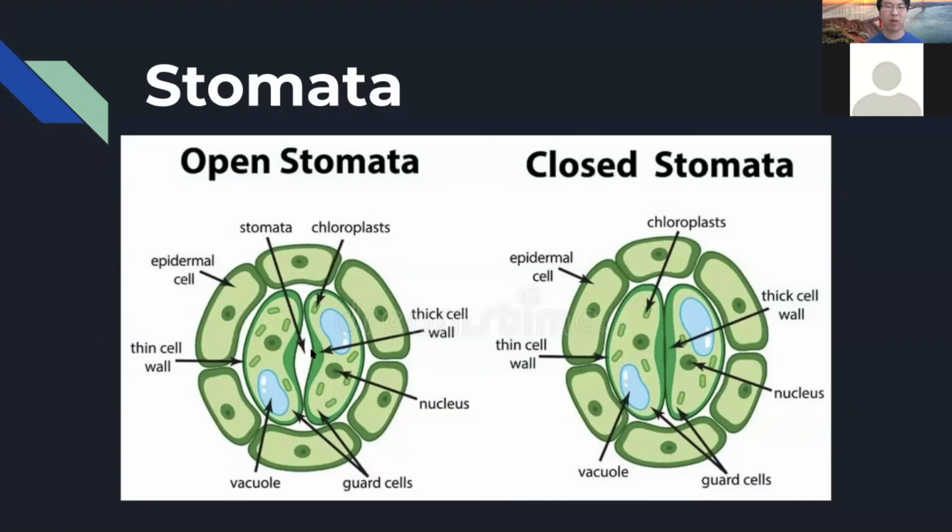So open stomata, you lose water, you get carbon dioxide, and the guard cells are turgid and full of water. When the stomata is closed, you are not getting any new carbon dioxide for photosynthesis, but you're also not losing water. And then your guard cells don't have very much water. They're flaccid, and the stomata is closed.